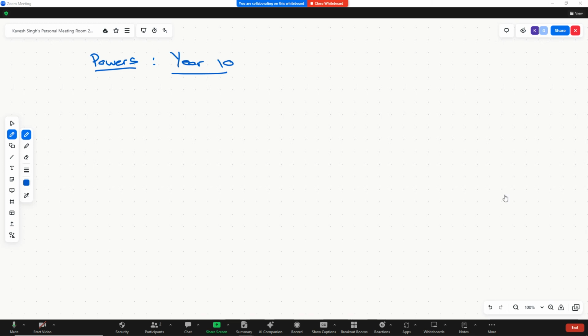Let's start with a few examples here. First question I've got (6xyz) to the power of 2. Second question I have is 3x to the power of 3y divided by 9xy squared.